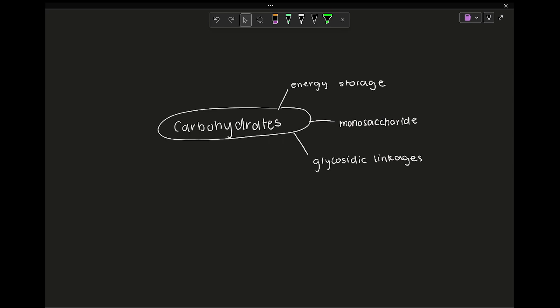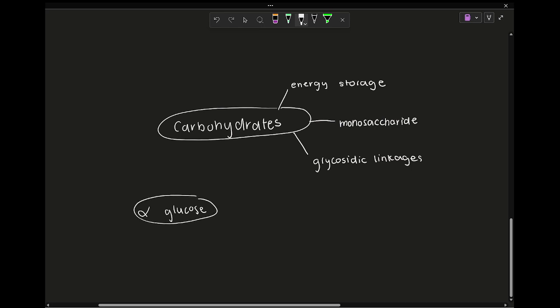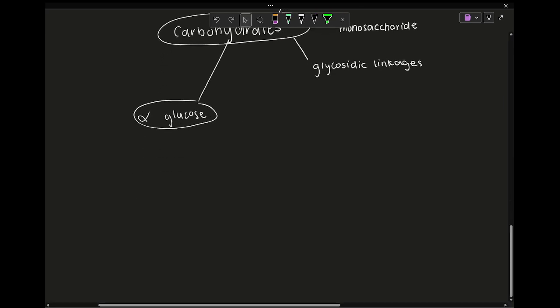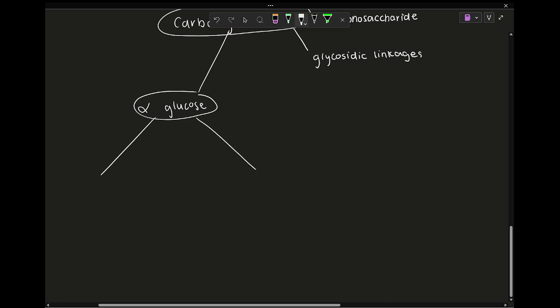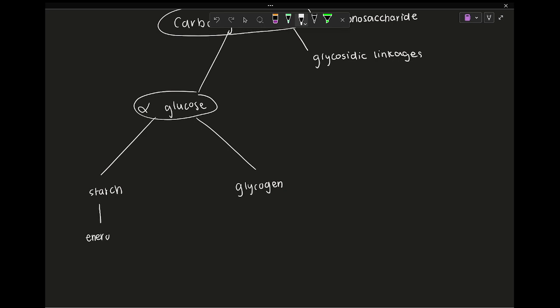So let's continue on with alpha glucose molecules. For alpha glucose, for plants and animals, there are two different types that are used. We can have starch or we can have glycogen. Starch is used for energy storage in plants. And then glycogen is used for energy storage in animals.